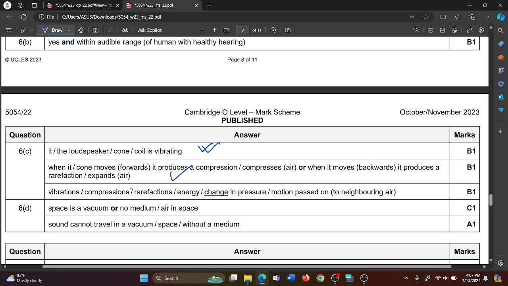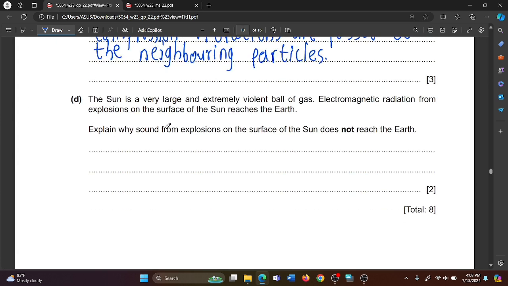Then for the final mark: vibration, compressions, rarefactions, energy, change in pressure, motion passed to the neighboring air or particle or air. As the neighboring air is in brackets, we can write anything instead of air. Thus we got this mark as we wrote vibration passed to the neighboring particles. Thus we got all 3 marks. Now let's look at question D. The sun is a very large and extremely violent ball of gas. Electromagnetic radiation from the explosions on the surface of the sun reaches the earth. Explain why sound from explosions on the surface of the sun does not reach the earth.